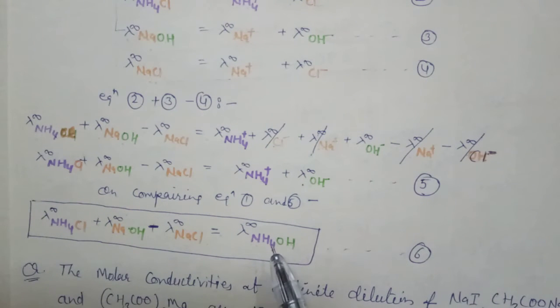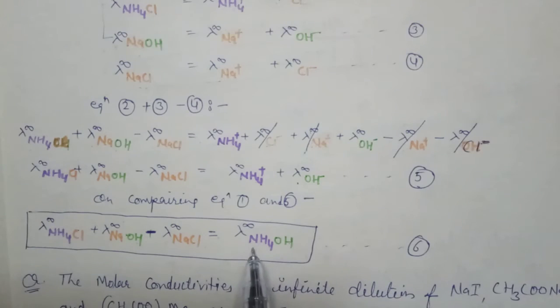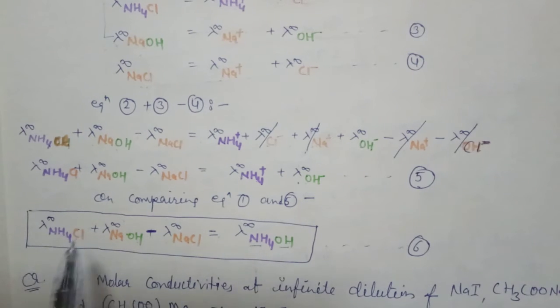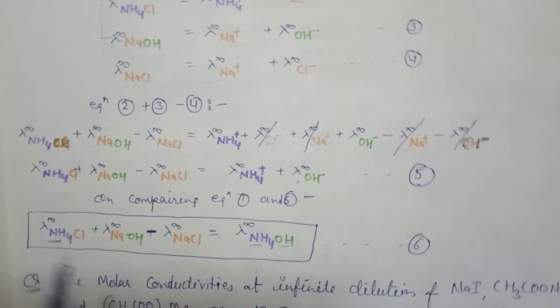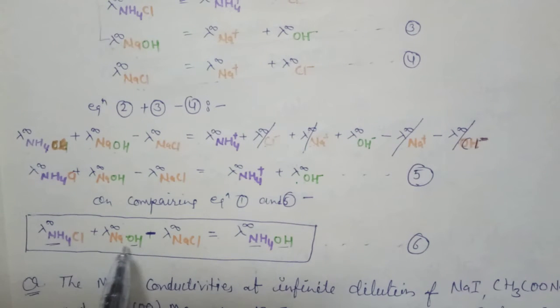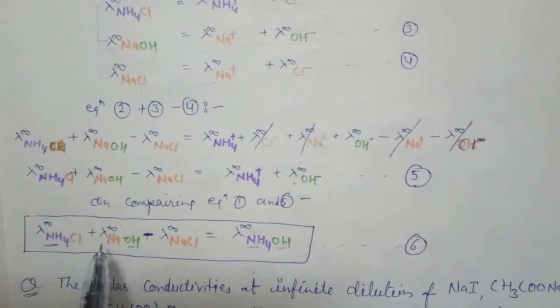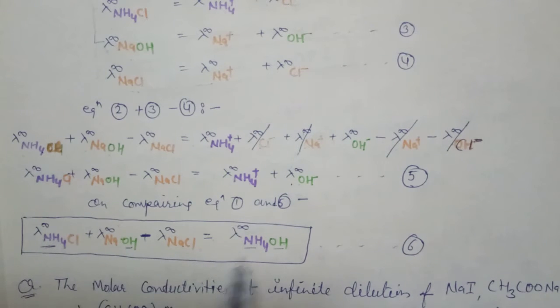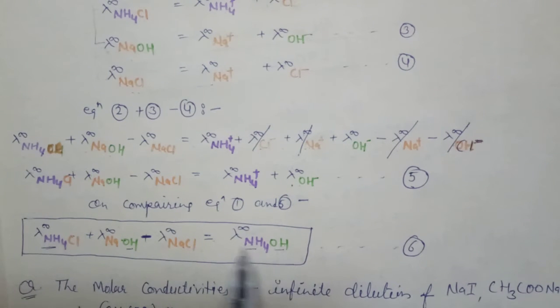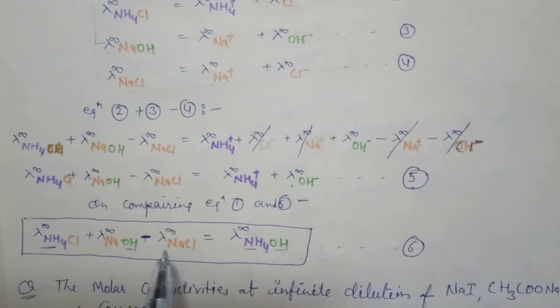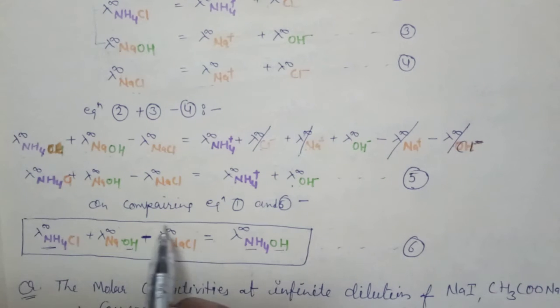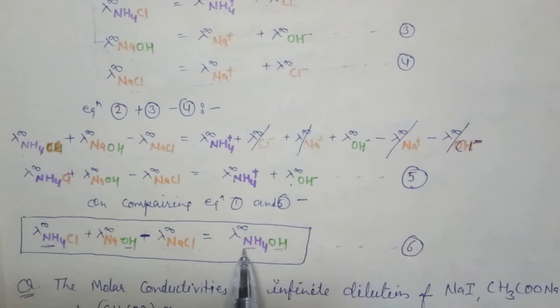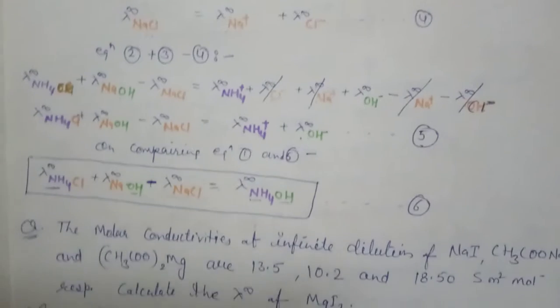Thus you can assume the formula that we want. NH4 and OH: NH4 is present in this and OH is present in this, so we have to add these two electrolytes. We have no Na or Cl in this electrolyte, so the compounds with Na and Cl should be subtracted to get the value of lambda infinity of NH4OH. See an example of such type.